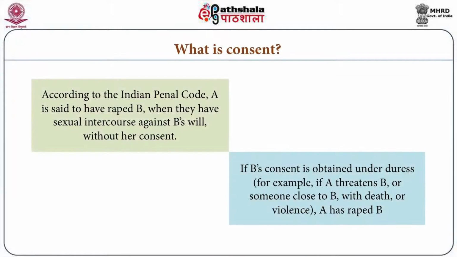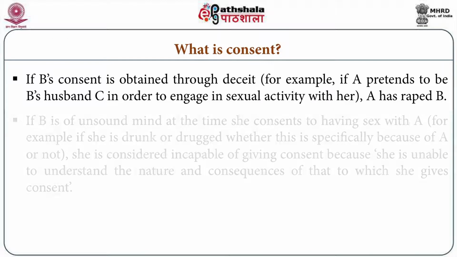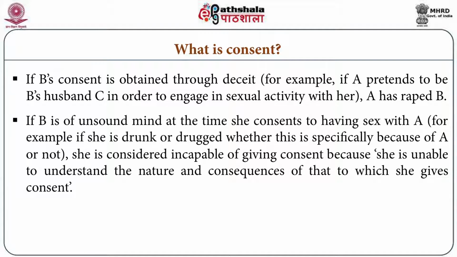Now, A is said to have sexually assaulted B or raped B if B does not give consent. If B's consent is obtained under duress, for example, if A threatens B or if A threatens somebody close to B with death or violence, then A has raped B. So consent has been given, but that consent has been obtained under duress. If B's consent is obtained through deceit, then it's a very similar circumstance to duress. That means that this consent was not given in an informed manner. So the consent is nullified just as it is with duress, and the result is that the sexual activity is deemed to be rape. If B is of unsound mind at the time that she consents to having sex with A, for example, if she's drugged, if she's drunk, or if she's somehow otherwise incapable of giving considered consent, then that person is deemed not to have given valid consent, and A can be regarded as having raped B.